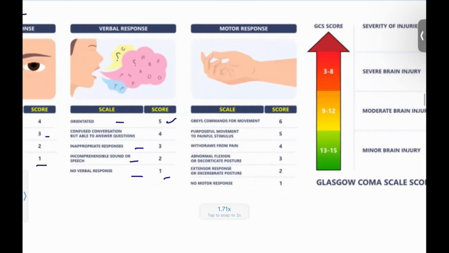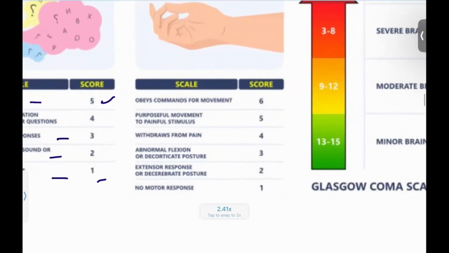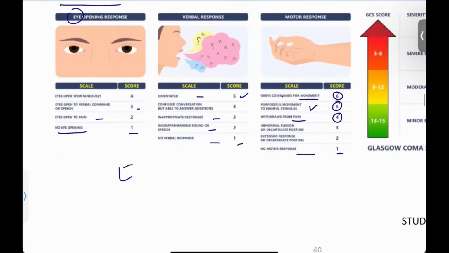Coming to the motor response, it is very important and always confusing too. No motor response is 1. Extensor decerebrate posture is 2. Abnormal flexion is 3. Withdrawal from pain is 4. Purposeful movement to pain, that is 5. And obeys commands is 6. So this is like EVM. E4, V5, M6 comes to 15, which is normal.